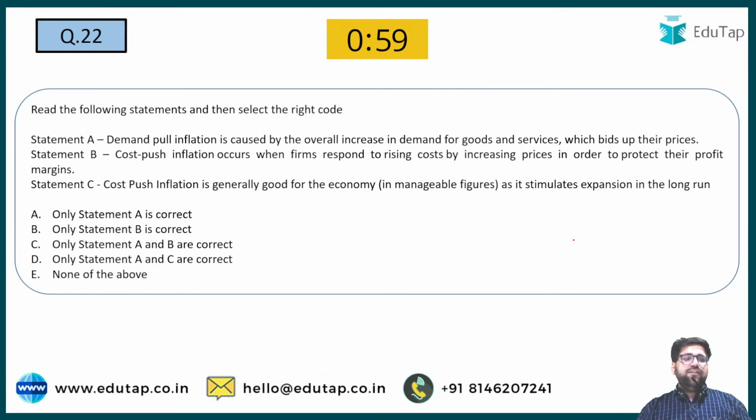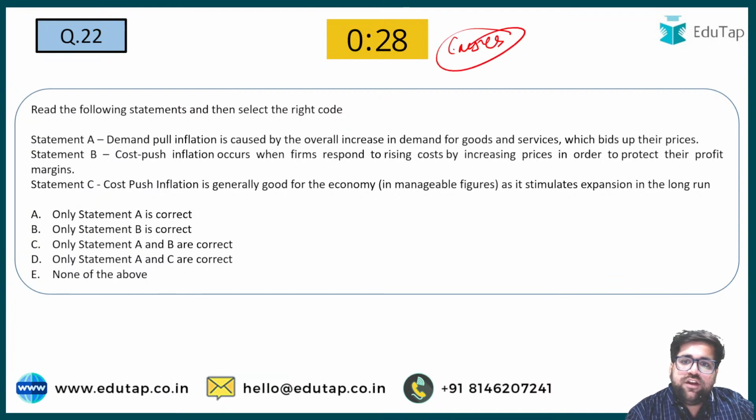Hanji, so now coming to inflation, my favorite chapter. Hanji, so who will be giving me the right answer for question number 22? Let's see what question number 22 is asking. Demand pull inflation is caused by overall increase of demand in goods and services which builds up their prices. Cost push inflation. So this is testing your knowledge regarding the causes of inflation. So if you know about the 3 causes of inflation, then this particular question is like a cakewalk for you. What are the different causes of inflation?